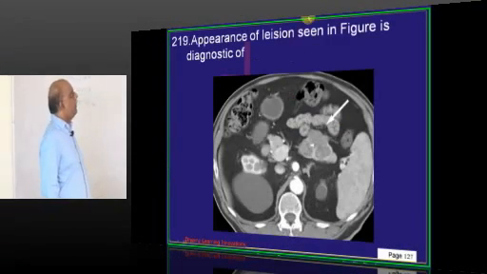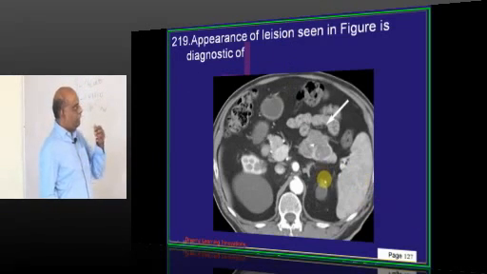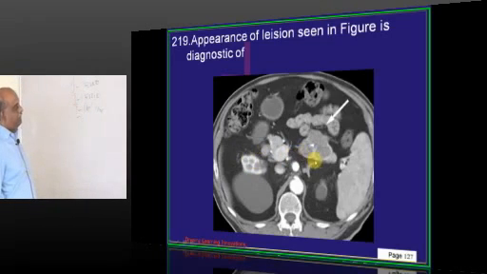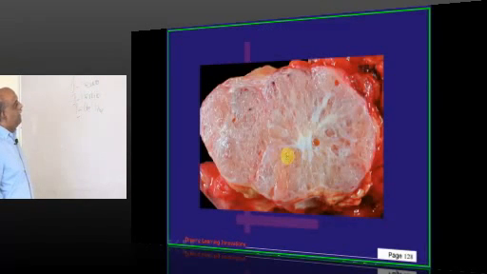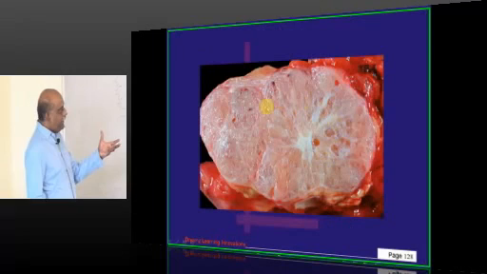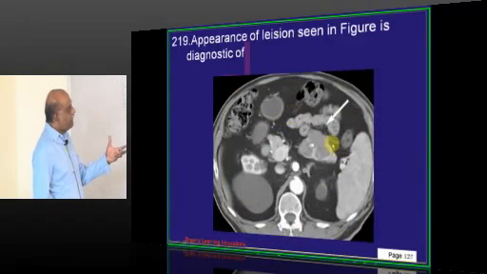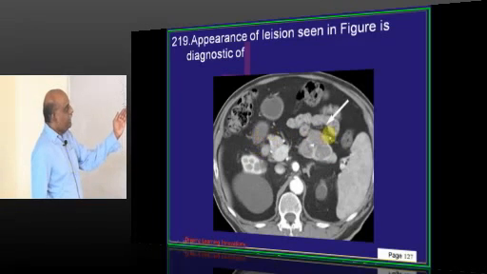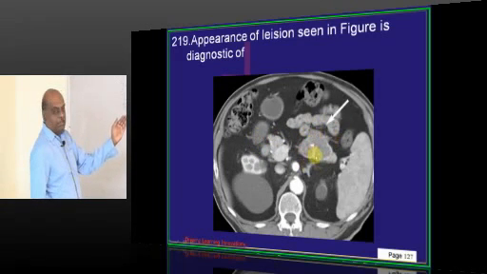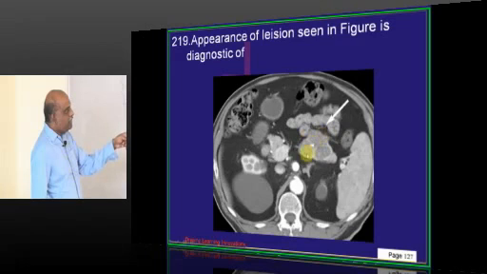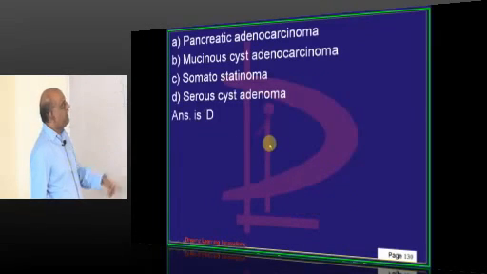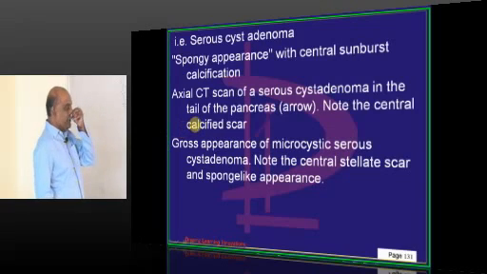Now, what is the appearance of this lesion which is being shown to you? Very classical. This is the gross appearance. First of all, it is a mass which is located within the pancreas. So, a pancreatic mass lesion with central fibrosis is being shown. And when you look at the gross appearance, it is classical of serous cystadenoma.